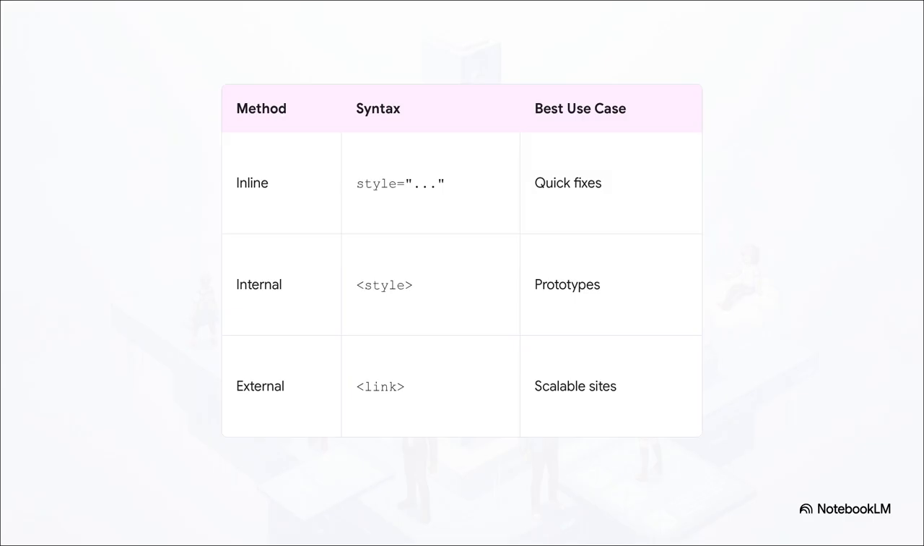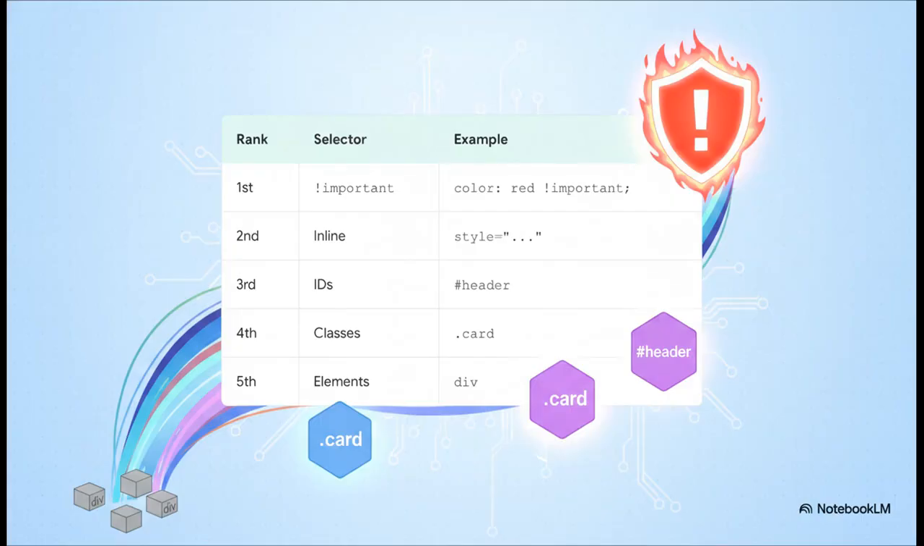But the absolute best practice, that's the external CSS file. By linking an external CSS file to your HTML, you keep your code clean, entirely separate, and perfectly reusable across a massive, scalable website. It's really the only way to go for real projects. Now, you might be wondering, what happens when two different CSS rules try to target the exact same element? Well, the browser resolves this using a scoring system known as specificity, often referred to as the cascade.